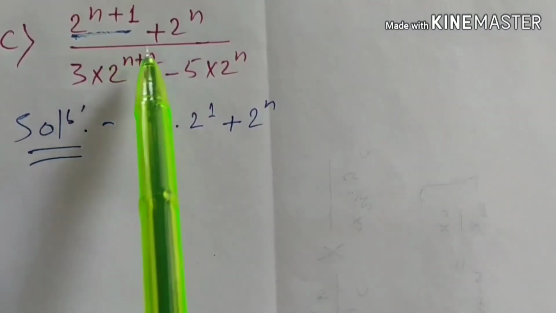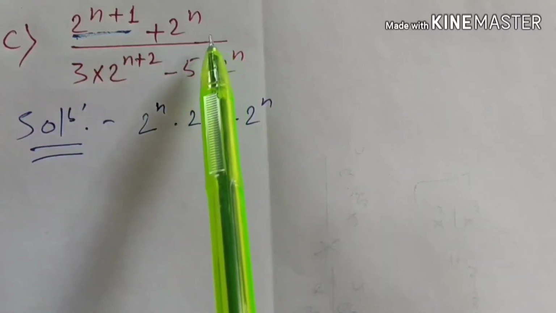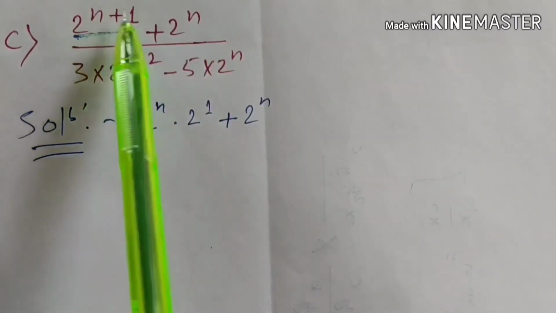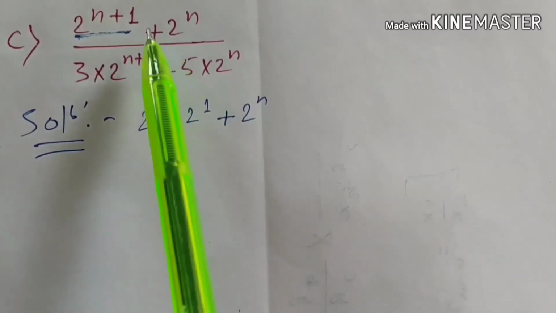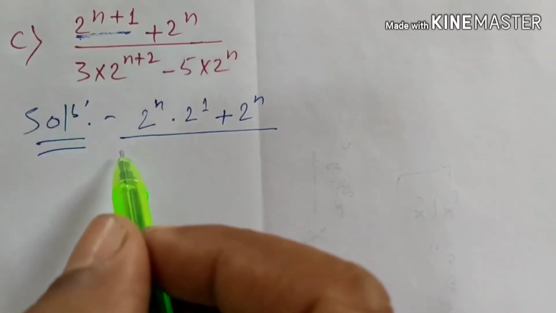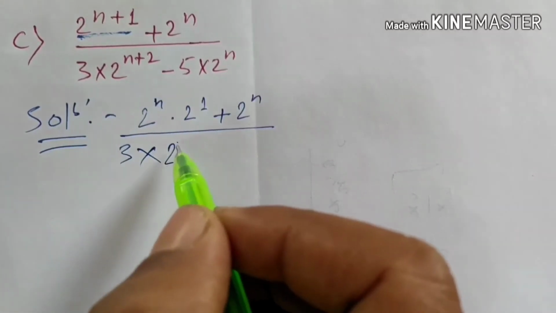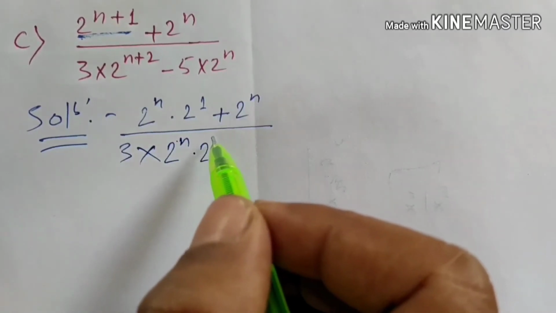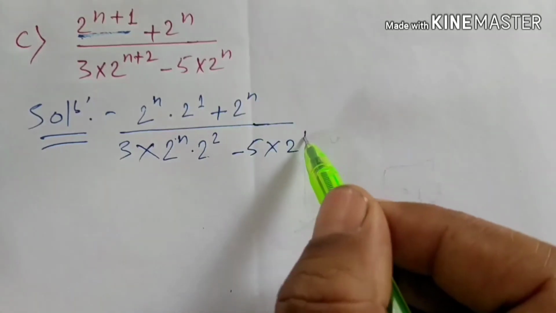Dear student, this question can be solved as follows. In the numerator you can see 2 power n plus 1 plus 2 power n. This can be written as 2 power n dot 2 power 1, plus 2 power n. In the denominator you can see 3 times 2 power n plus 2, which can be written as 2 power n dot 2 power 2, minus 5 times 2 power n.